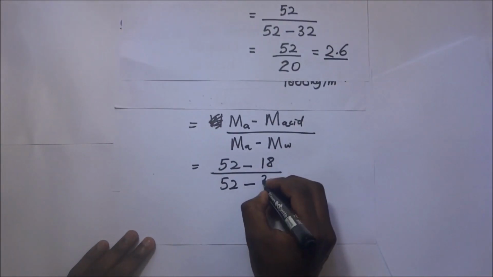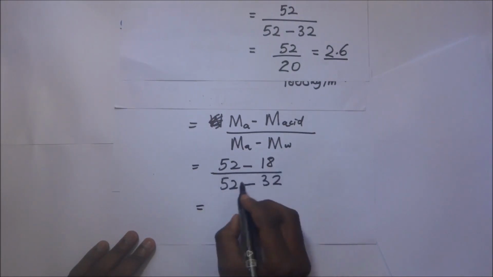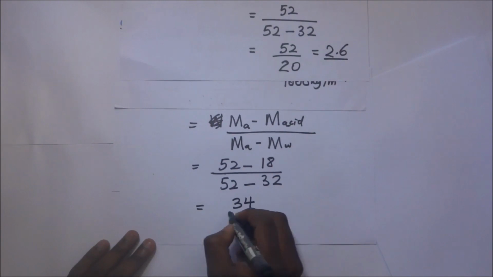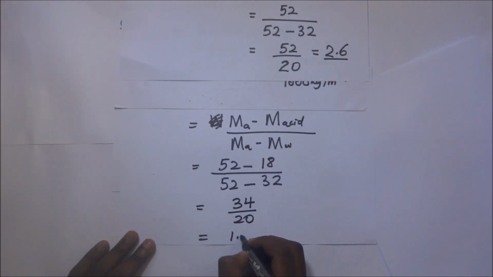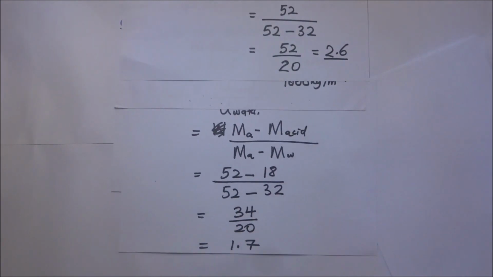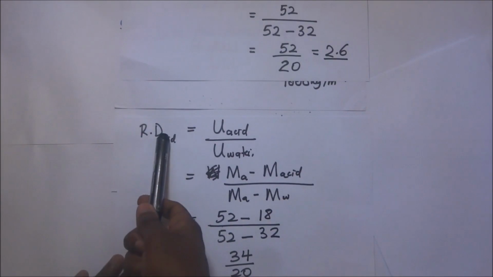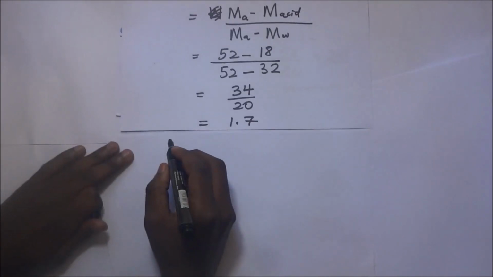So this is 32 grams. We shall end up with 52 minus that, which is around 34, divided by 20. And we shall end up with 1.7 as our relative density of the acid. Now that we have the 1.7 as the relative density of the acid, we go ahead and find the density of the acid. So we shall get it this way.